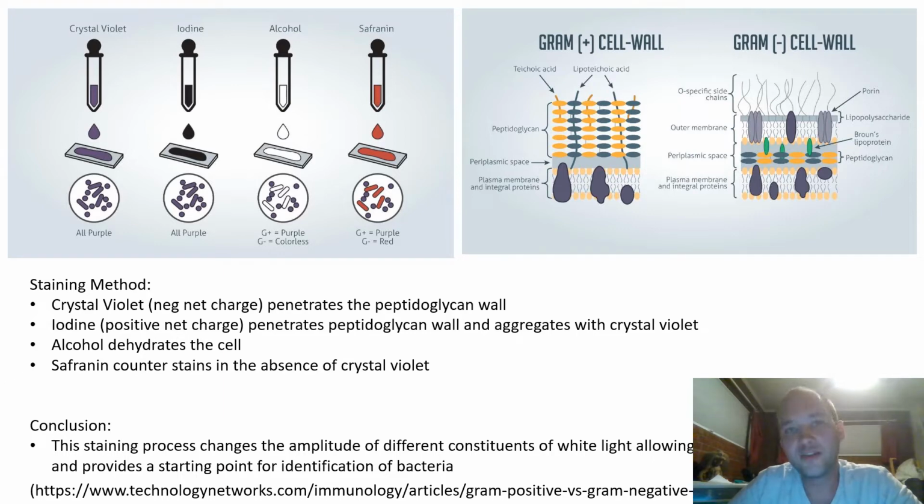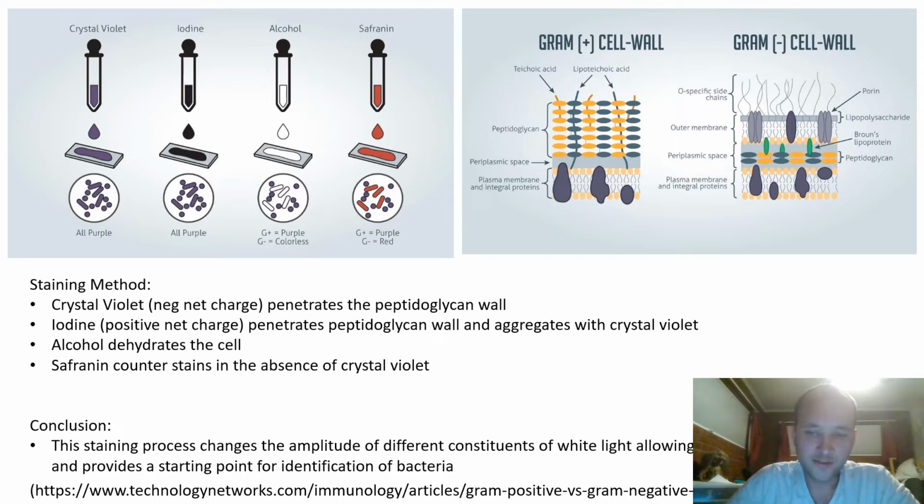Once the crystal violet penetrates into the peptidoglycan wall, liquid iodine is added to the slide with the specimen. The iodine has a net negative charge, which interacts with the crystal violet to form a crystal aggregate. The next step in gram staining is an alcohol wash. The alcohol wash dehydrates the bacterial cell, which pulls water out of the cell. In a gram-positive bacteria, the crystal violet iodine aggregate is stuck within the peptidoglycan lattice structure, whereas in the gram-negative cell wall, the dehydrating water evacuation from the cell pulls this crystal violet iodine aggregate out.